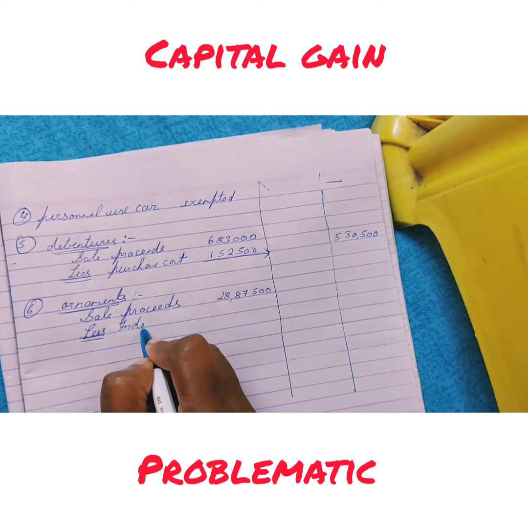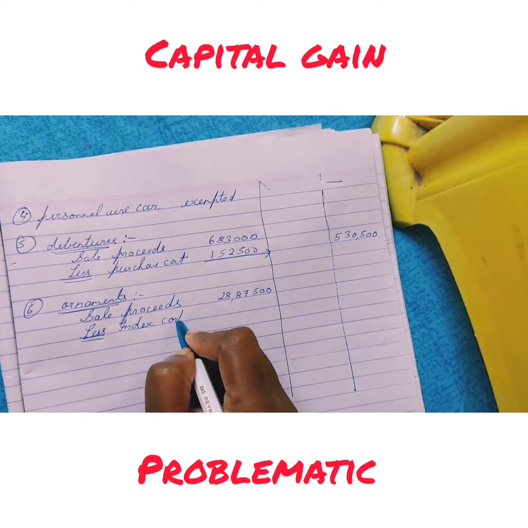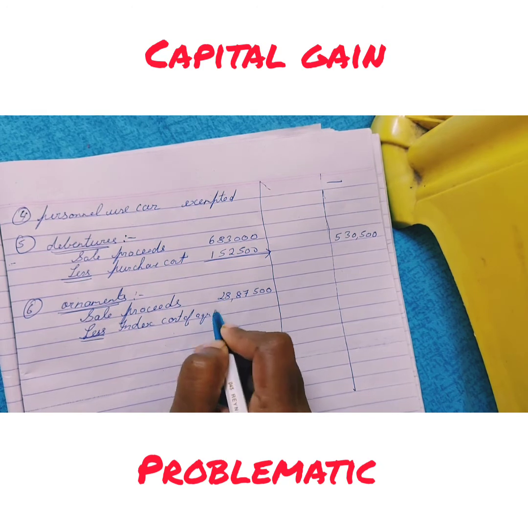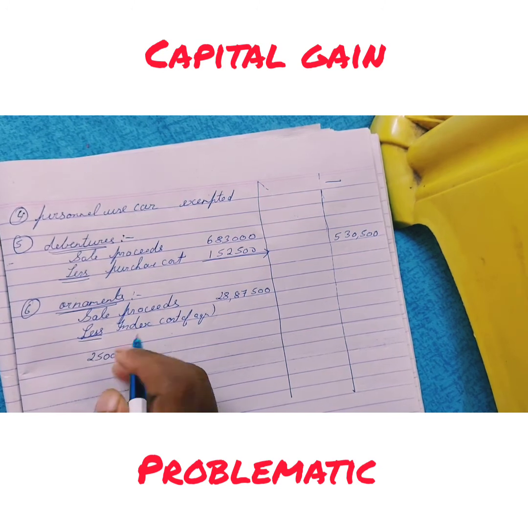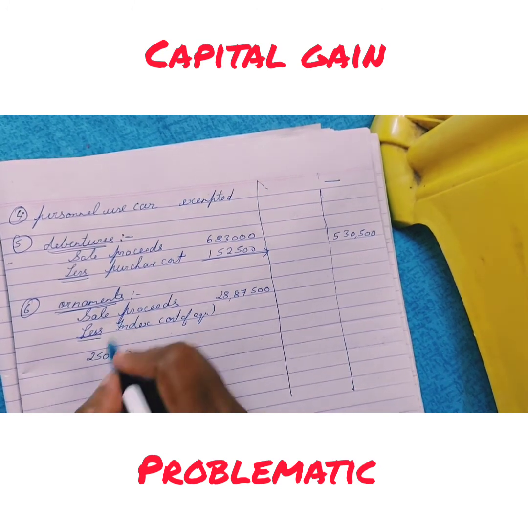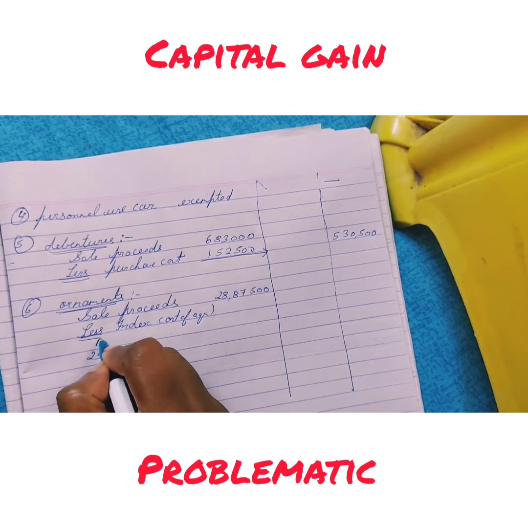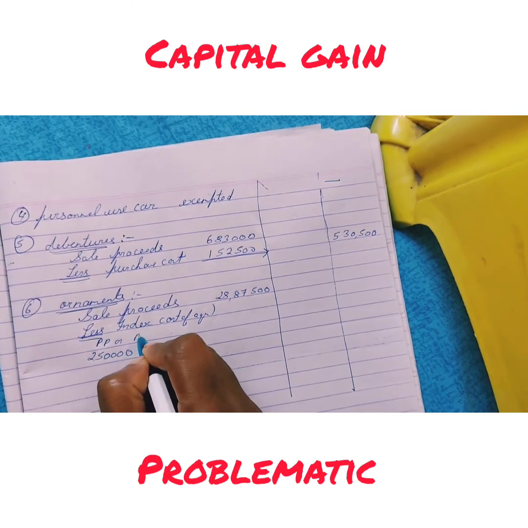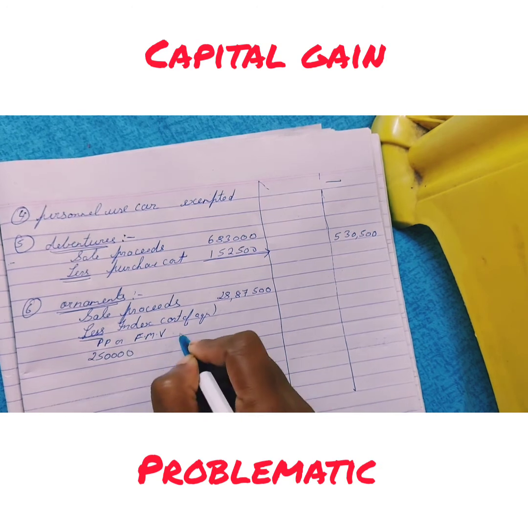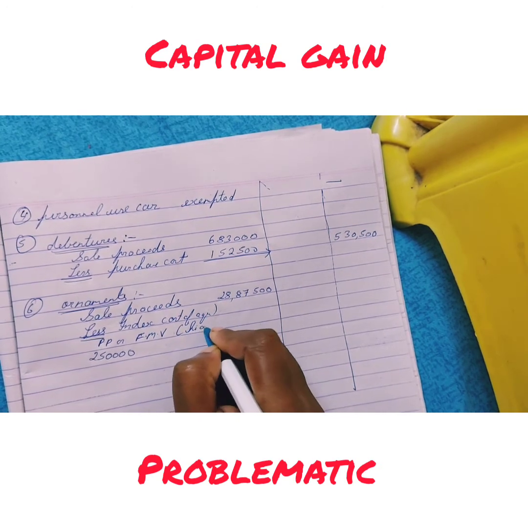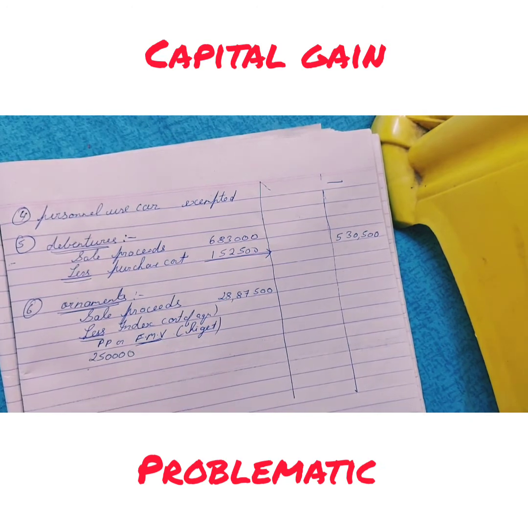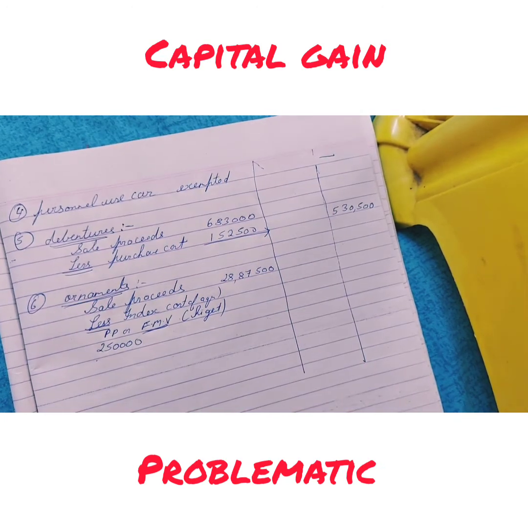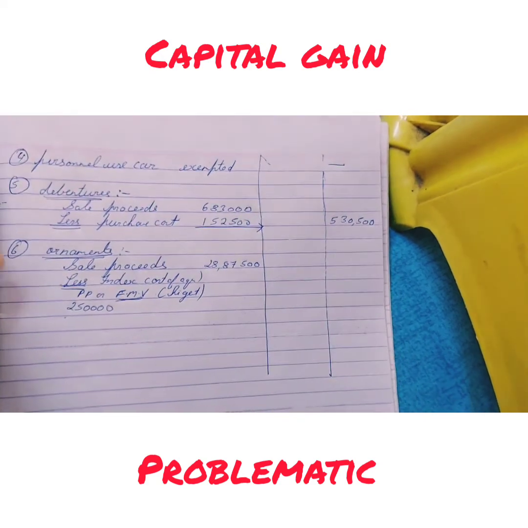Okay, now less purchase price. The purchase price is given, so index cost of acquisition has to be calculated. So index cost of acquisition is how much? 2,50,000. Cost of purchase, I have taken 2,50,000. Why? Because the purchase price or fair market value, whichever is highest, has to be taken. So the highest is fair market value 2,50,000 and the purchase price is only 50,000. So I have taken 2,50,000.